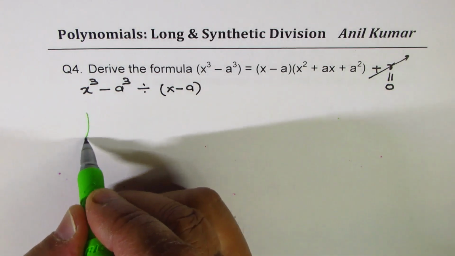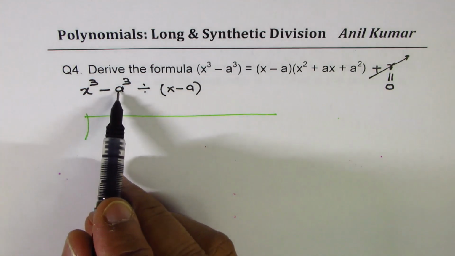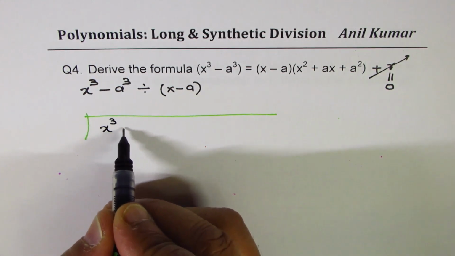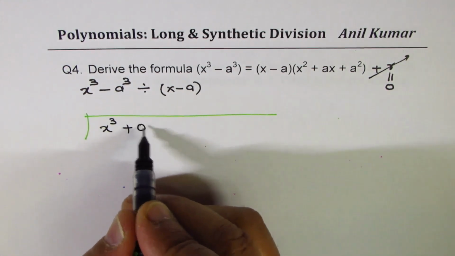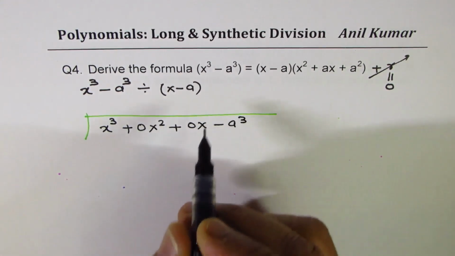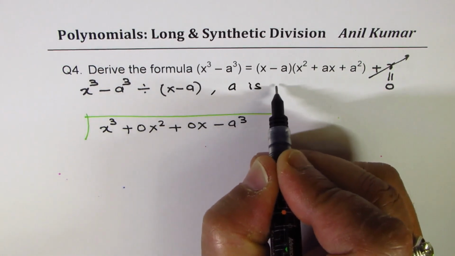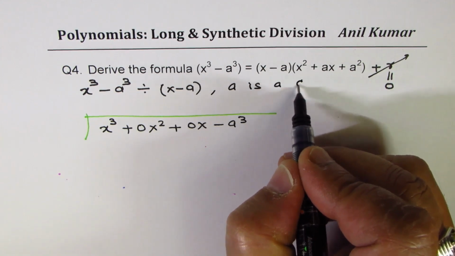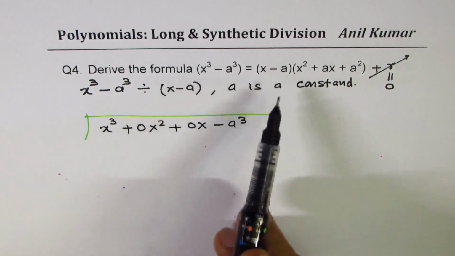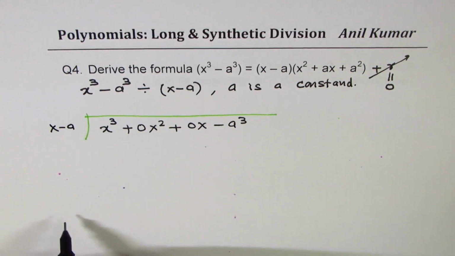So let's do it. So let me do long division. Right? Now x cubed minus a cubed, two terms are missing here. Those two terms will be replaced by placeholders. So we got 0x squared plus 0x minus a cube. So remember, a is a constant. A is a real number. Let's say a constant is okay. So we are only working with one variable equations. And the divisor here is x minus a.